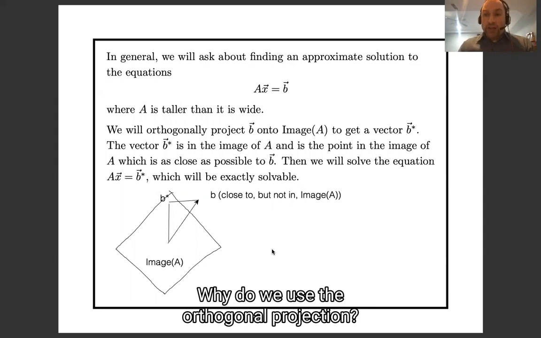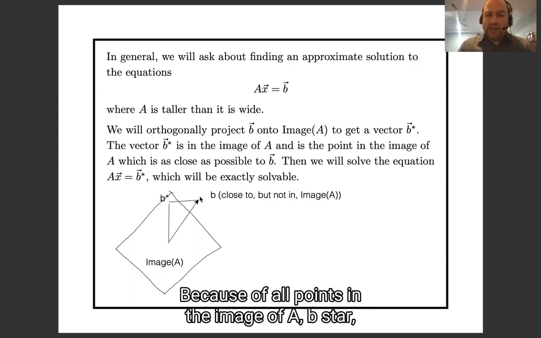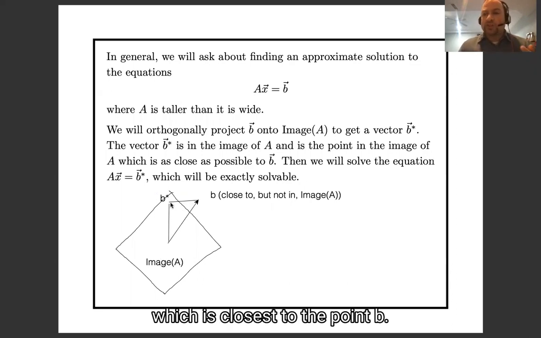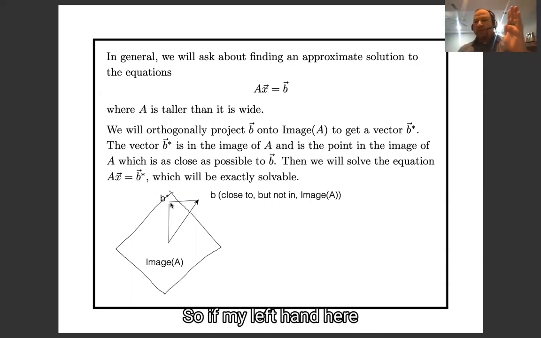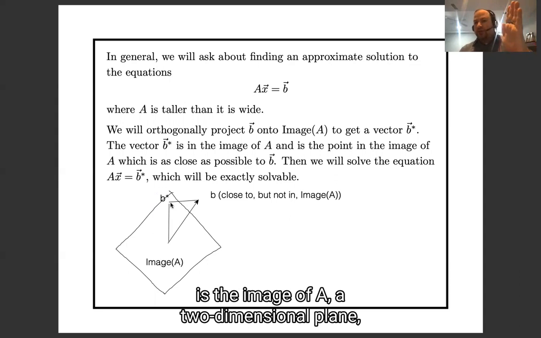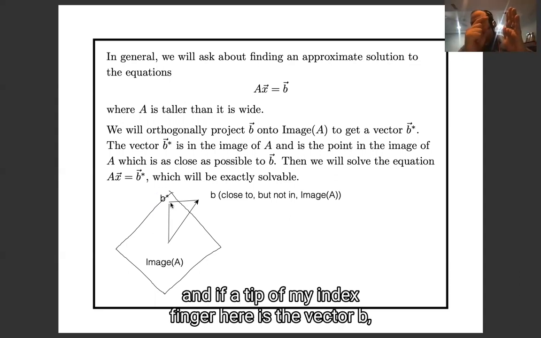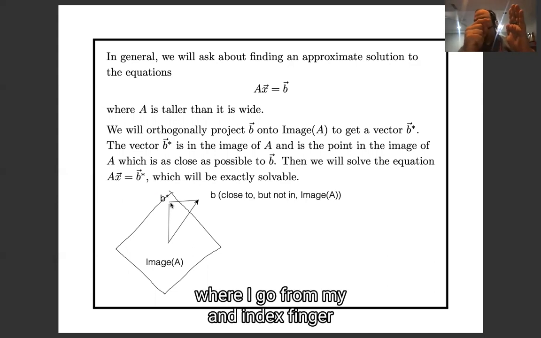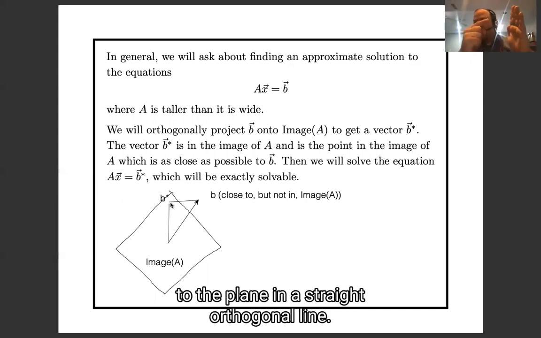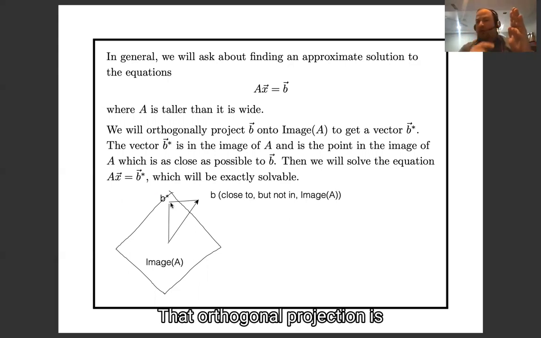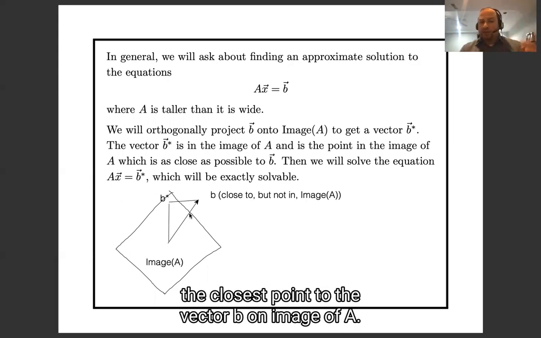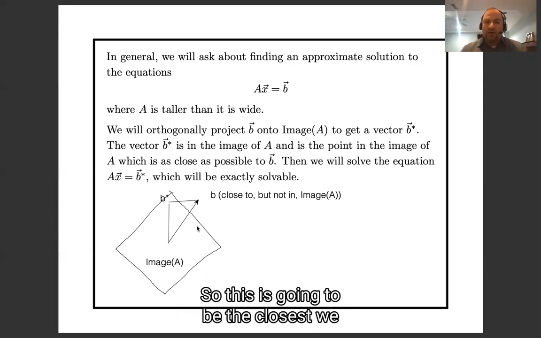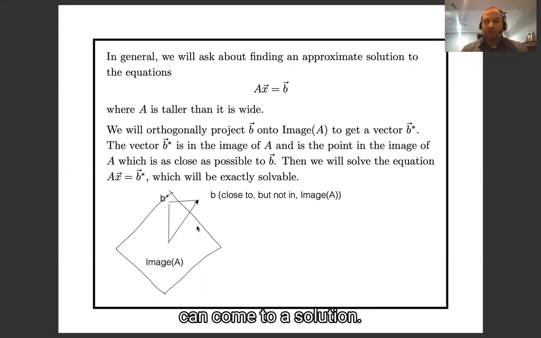Why do we use the orthogonal projection? Because of all points in the image of A, B star, or the orthogonal projection, is the one which is closest to the point B. So if my left hand here is the image of A, a 2-dimensional plane, and if the tip of my index finger here is the vector B, the point on my hand which is closest to the tip of my index finger is the point where I go from my index finger to the plane in a straight orthogonal line. That orthogonal projection is the closest point to the vector B on the image of A. So this is going to be the closest we can come to a solution.